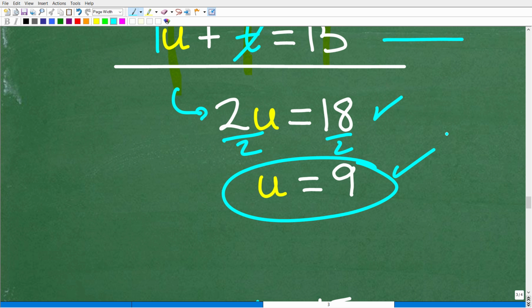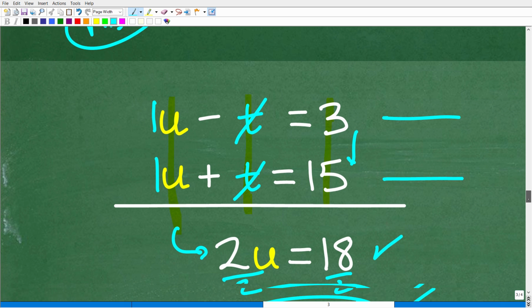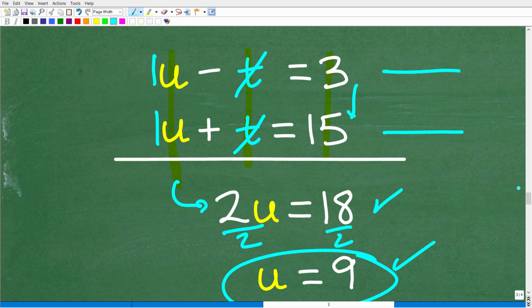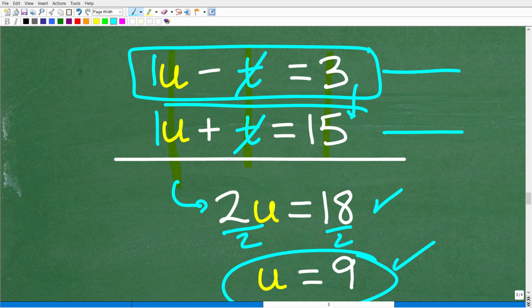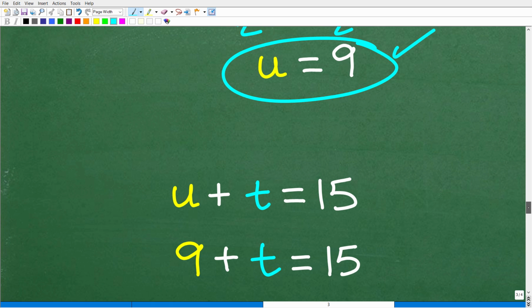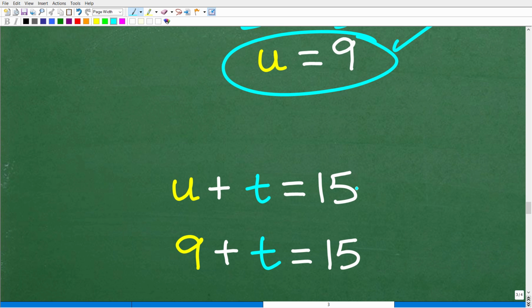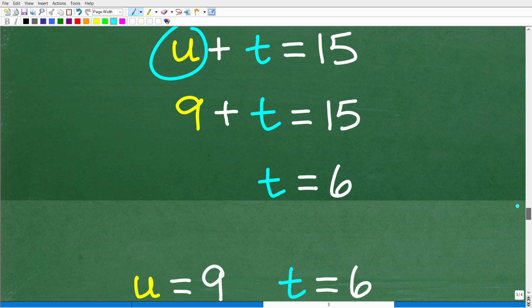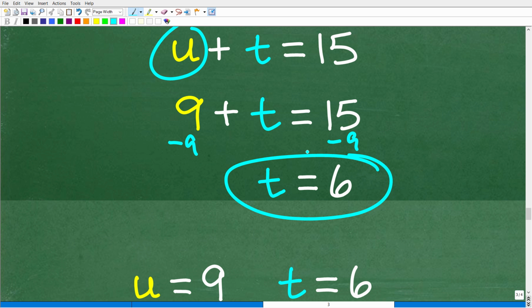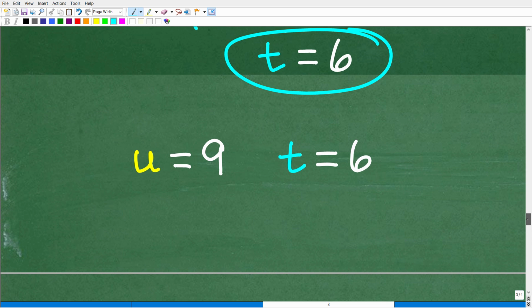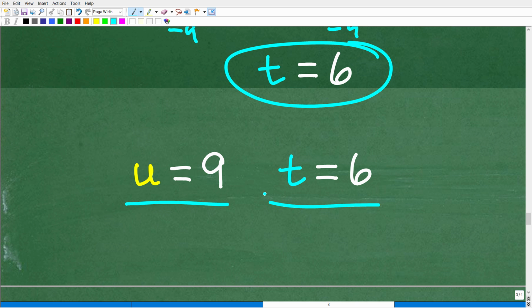All right, so now once you have one of these variables, it's very easy to solve for the other variable. So you can either plug that value in for u into the first equation or second equation, it doesn't make a difference. I am going to go ahead and use that second equation. So the second equation is u plus t is equal to 15. We know what u is equal to, it's 9. So we'll replace this u with 9, so 9 plus t is equal to 15. So to solve for t, all we have to do is subtract 9 from both sides of the equation, and we get t is equal to 6. All right, so t is equal to 6, and u is equal to 9.